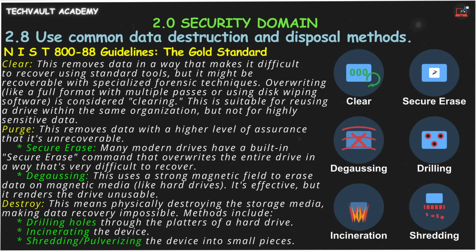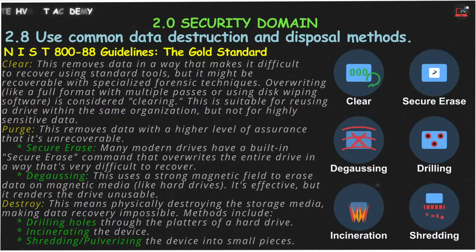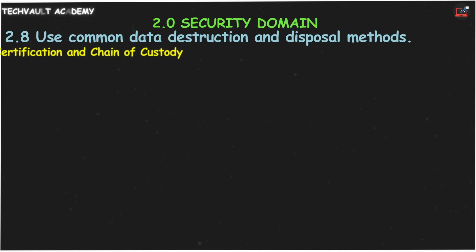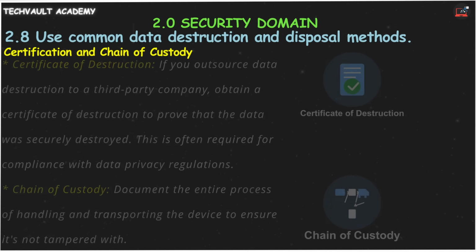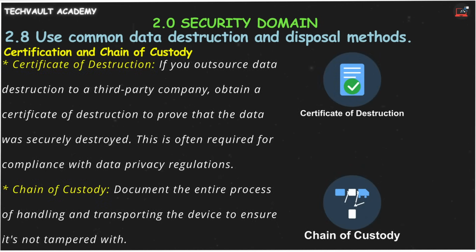Methods include drilling holes through the platters of a hard drive, incinerating the device, shredding, and pulverizing the device into small pieces. Certification and chain of custody: certificate of destruction. If you outsource data destruction to a third-party company, obtain a certificate of destruction to prove that the data was securely destroyed. This is often required for compliance with data privacy regulations.